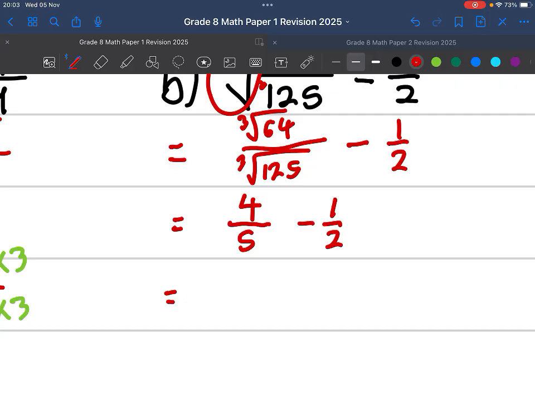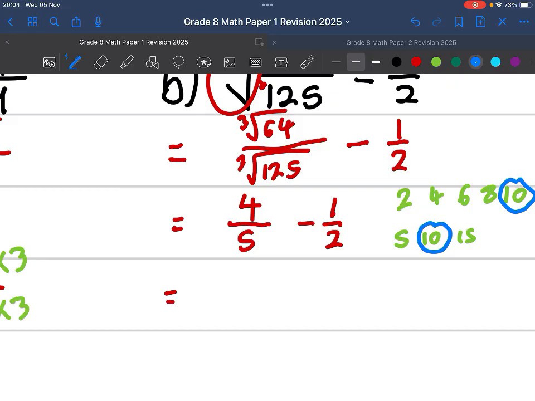Now, how do you work this out? They are not the same denominator, and 5 is not a multiple of 2. But if you look at the number 2 and the number 5 and you do their multiples, 2, 4, 6, 8, 10, and 5, 10, 15, you notice that the number 10 has appeared twice. It's common, meaning that both numbers can be multiplied to reach 10.